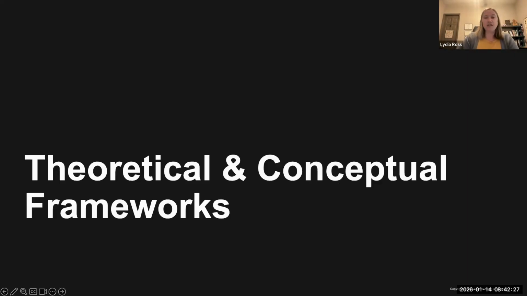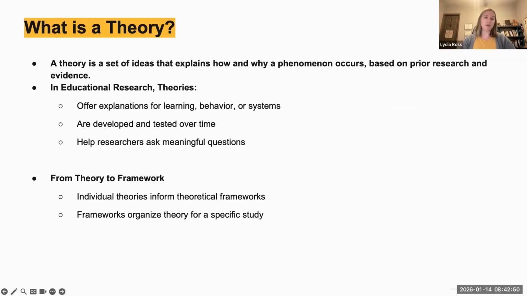So now that we've talked about why theoretical frameworks matter, I want to slow down and make sure we're clear on what these different phrases mean. So I'm going to talk about theory, theoretical frameworks, and conceptual frameworks, and then talk a little bit about the assumptions that these frameworks rest on and how that shows up in our research. So let's start with theory.